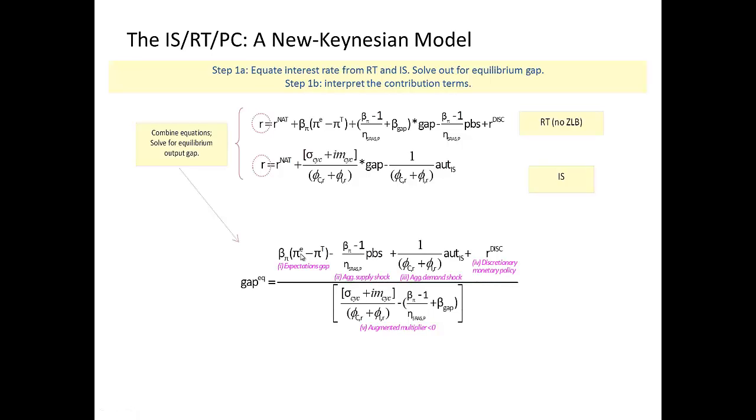Contributions, little tiny pieces. So I want to talk about these terms that are here in the numerator. This first term here is the expectations gap. Then we have an aggregate supply shock. Then we have an aggregate demand shock. And then we have discretionary monetary policy. And then down here, we have a big hairy term. But in a second, you're going to see that it's actually quite familiar. And it looks like the multiplier that we learned in a previous chapter, but it's been augmented with another term that comes from the RT curve, so we're going to call this the augmented multiplier.